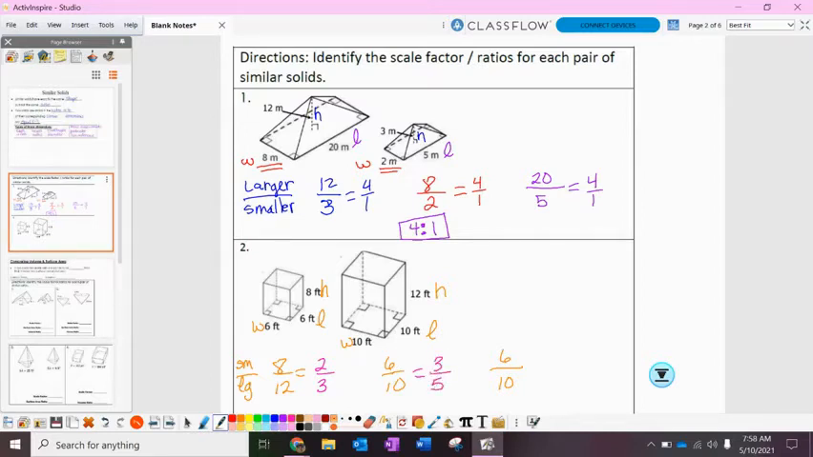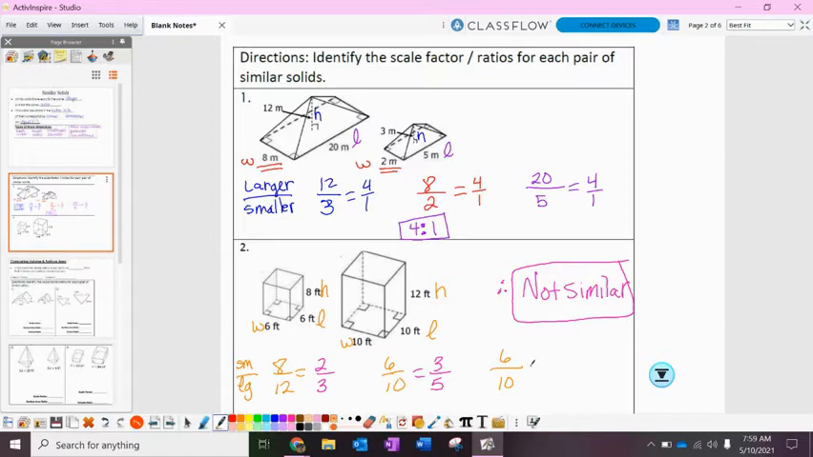And right there, I see I have a problem. 2 to 3 is not equal to 3 to 5. So these are not equal. So I can just stop right there. Therefore, they are not similar. If the ratios are not equal for their corresponding linear dimensions, then they are not similar. So this one is not similar.